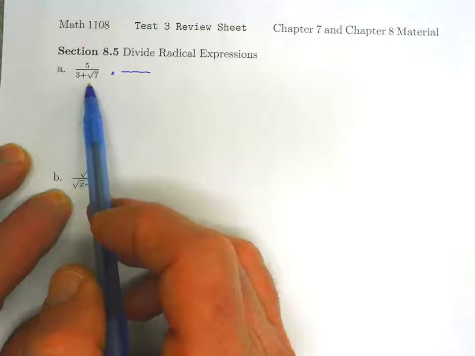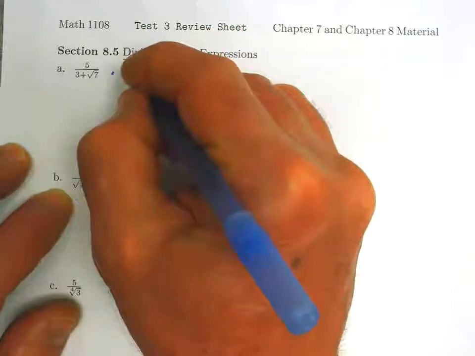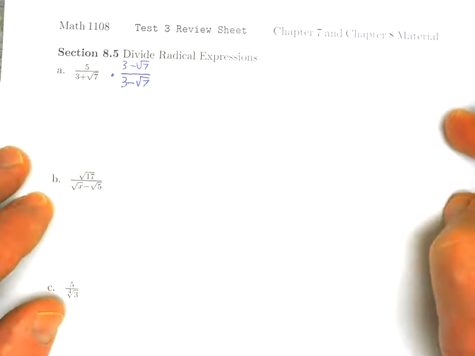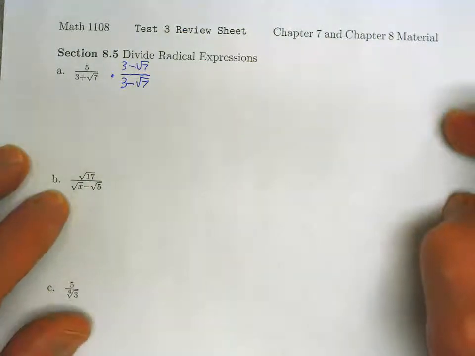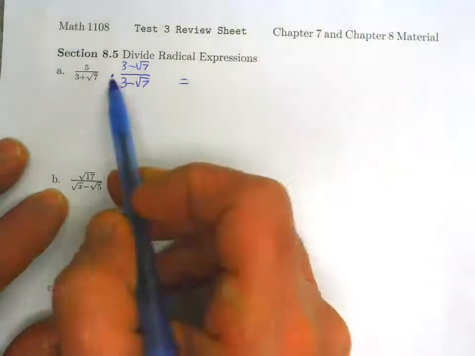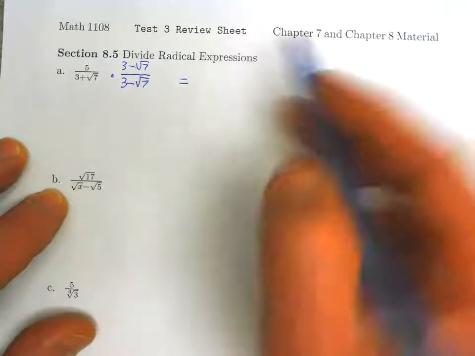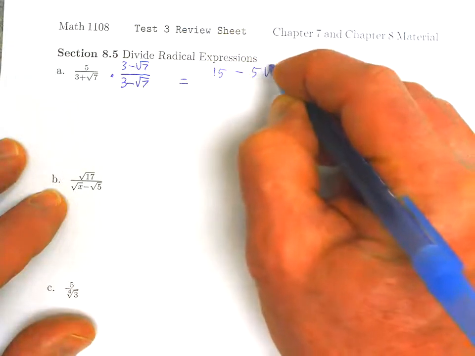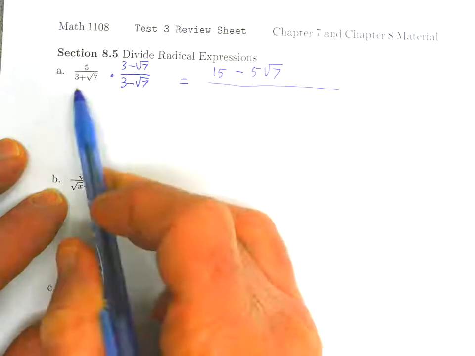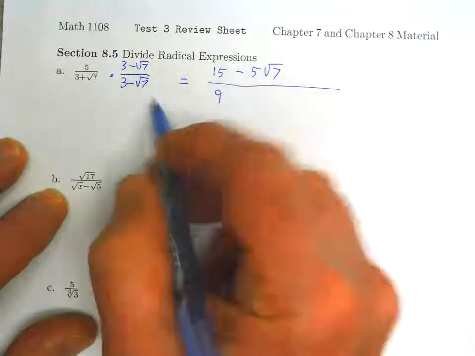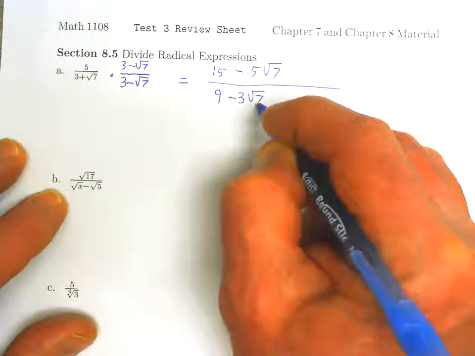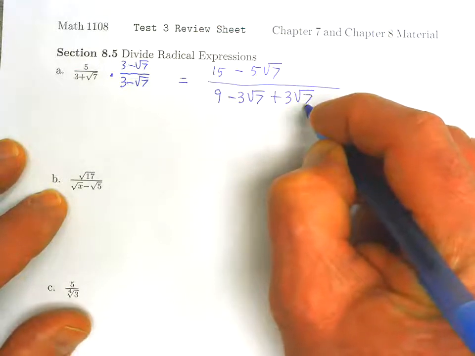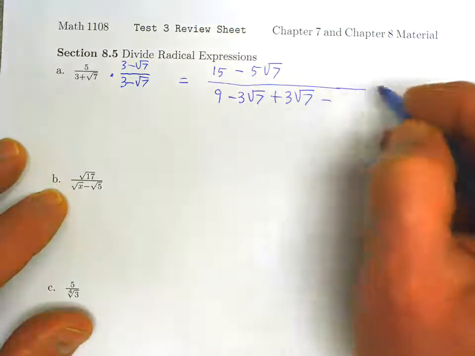3 plus the square root of 7, well, the conjugate of that is 3 minus the square root of 7. So we're going to multiply by 1 in the form 3 minus the square root of 7 over 3 minus the square root of 7. So in the numerator, multiply 5 times that quantity. We get 5 times 3 is 15, and then minus 5 times the square root of 7. And in the denominator, 3 times 3 is 9, and then minus 3 times the square root of 7, then plus 3 times the square root of 7, and then minus the square root of 49.